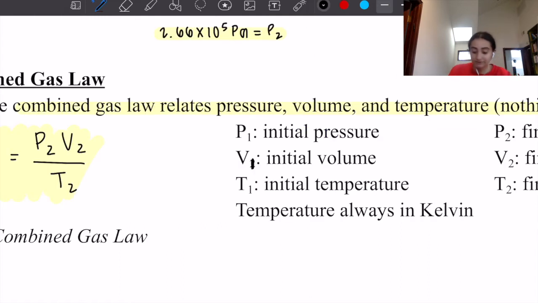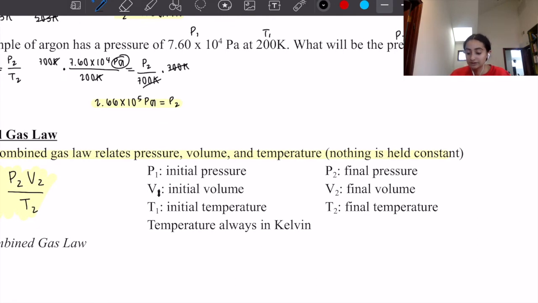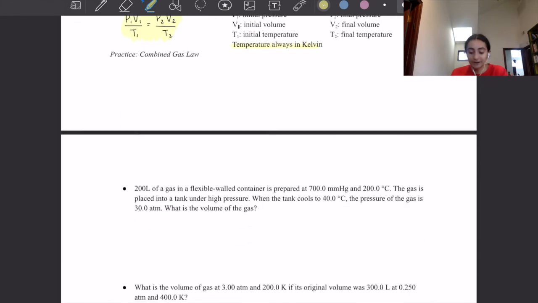Just like in our past three laws, P1, V1, and T1 are all initial pressure, initial volume, and initial temperature. P2, V2, T2 are all the final pressure, volume, and temperatures. And again, the only constraint is that the temperature must always be in Kelvin. So let's do some practice.